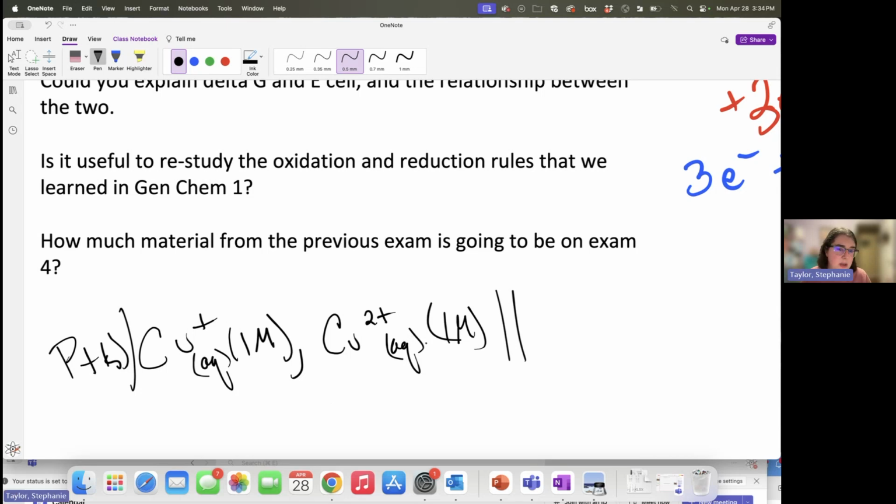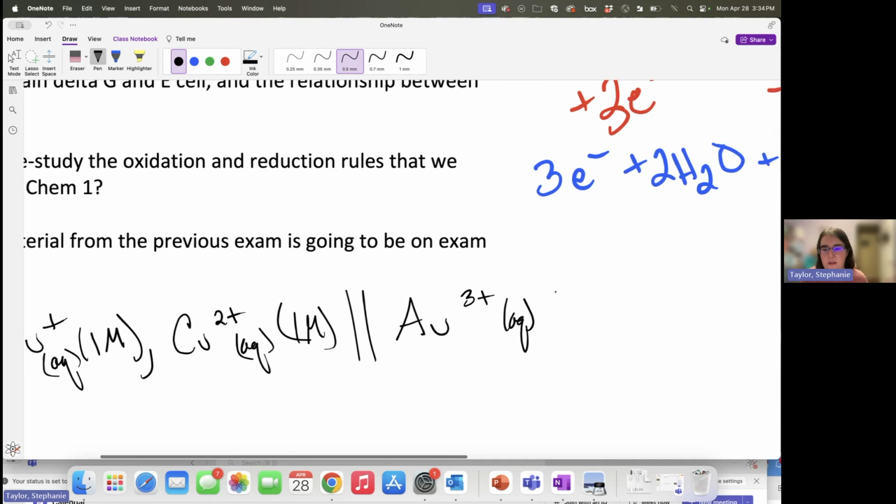And that is being oxidized. So now I need something that's being reduced. Just make this something like gold. Gold's always up for being reduced. Aqueous, 1 molar.